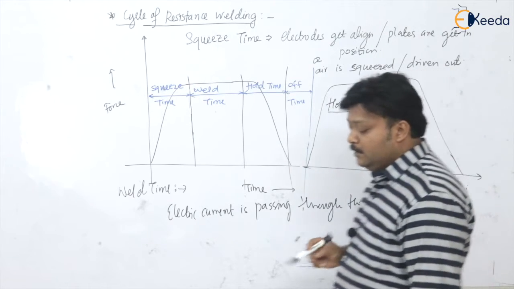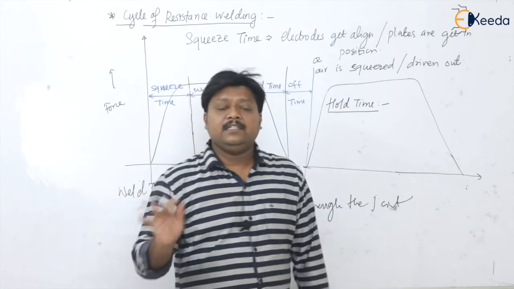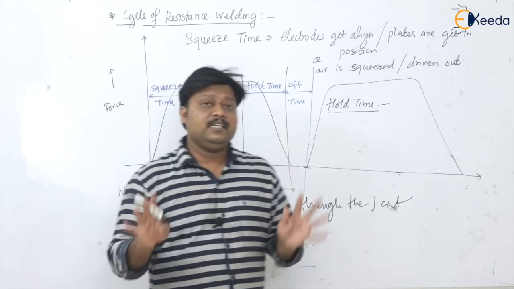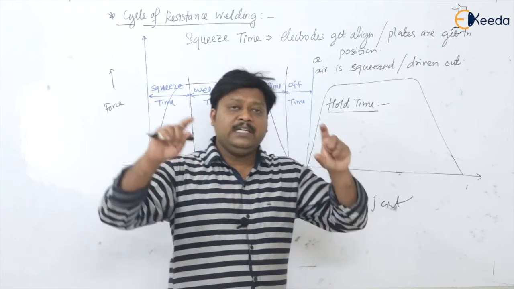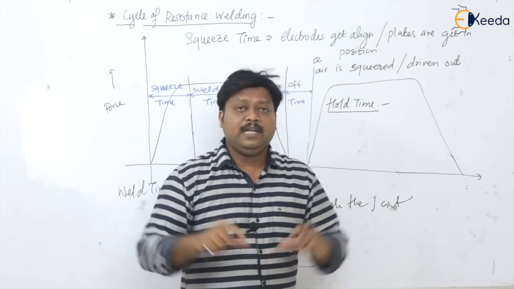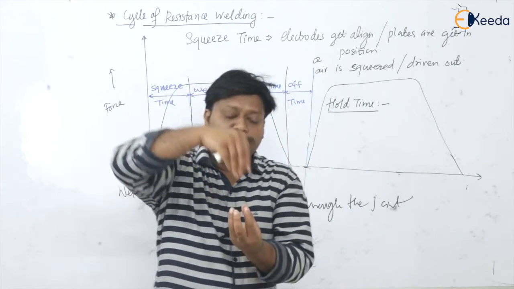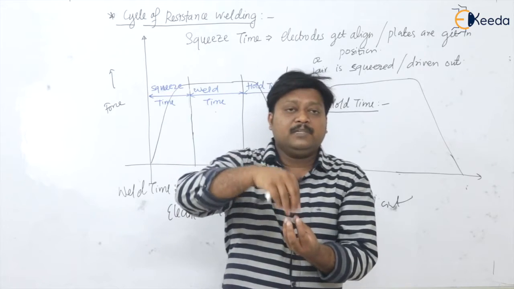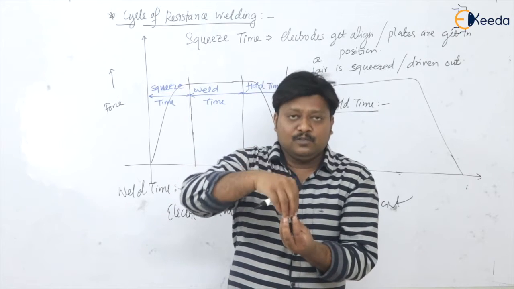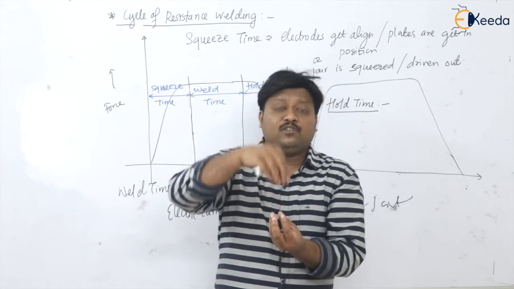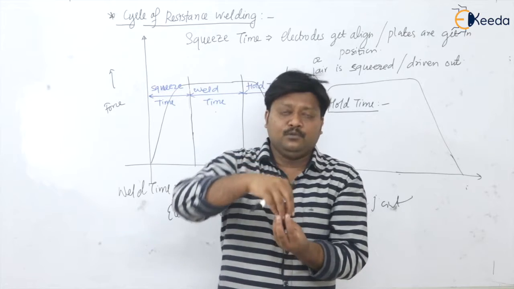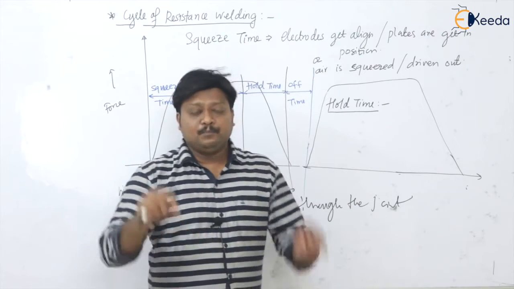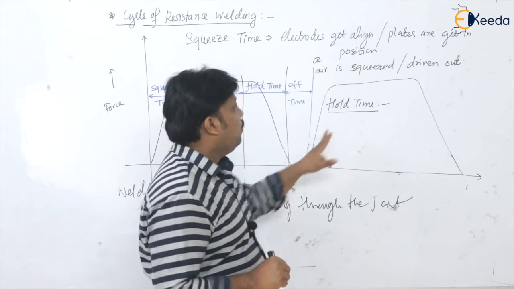So in the hold time, the current is not flowing through the circuit. Now current has stopped. Now we are only applying the pressure by the electrode onto the plates, so that the molten material which is fused there gets solidified, or the spot gets produced. We are applying this pressure onto those plates. So this is the hold time.